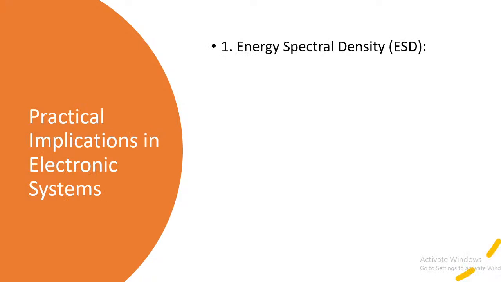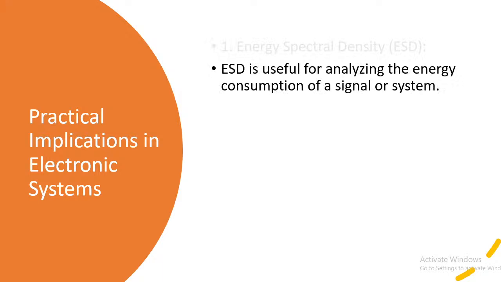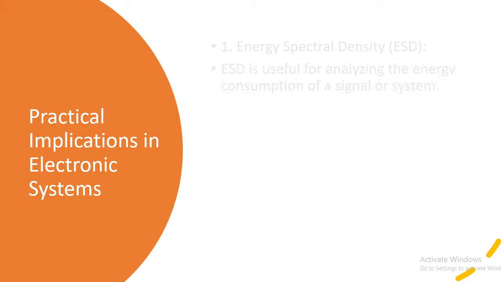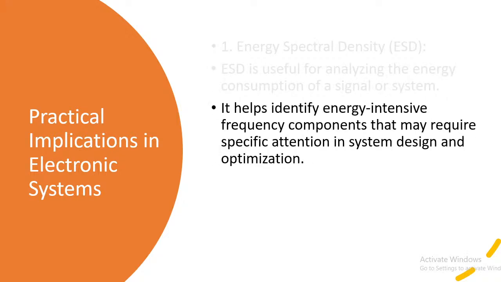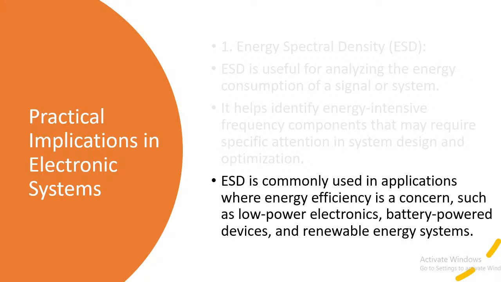Then practical implications. Energy spectral density is useful for analyzing energy consumption in a signal or system. Important is this: how much energy is consumed by the signal or system. For that you will get from energy analysis. So it helps in identifying energy intensive frequency components which require specific attention in system design and optimization.